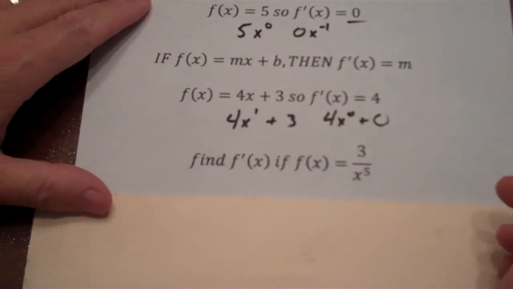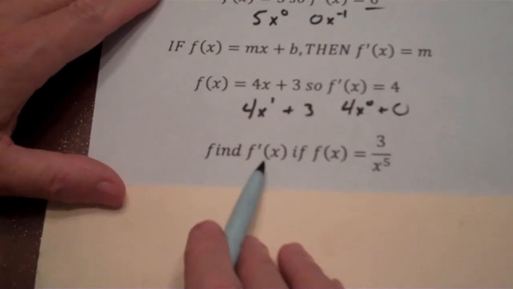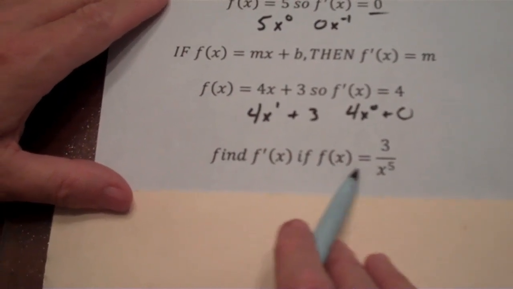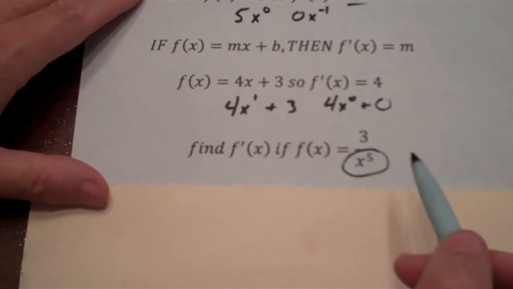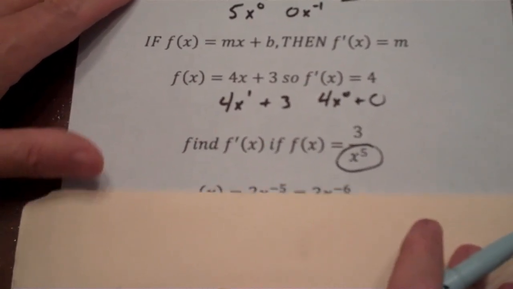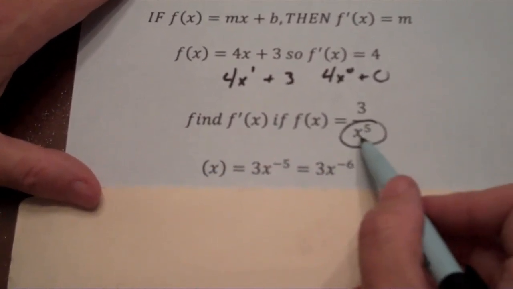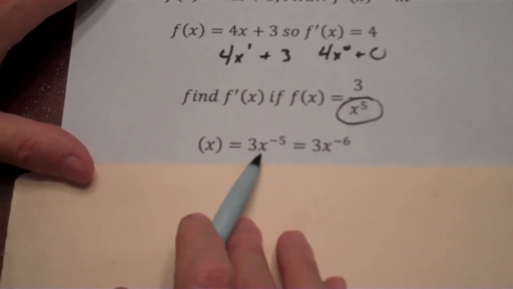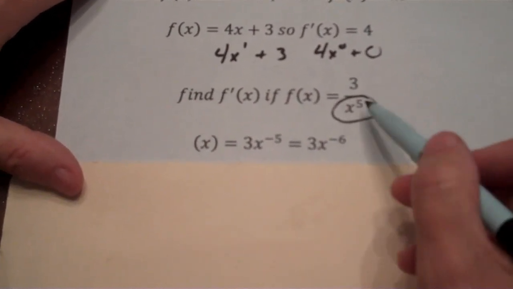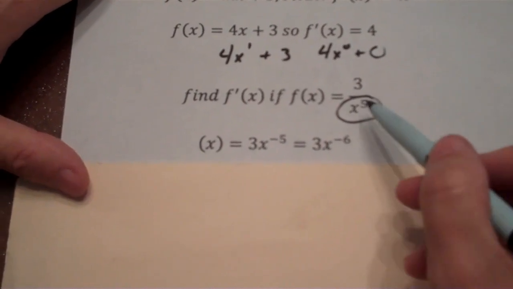Finally, let's do a couple more examples. Find the derivative of x if this is my equation. In other words, notice the x is in the denominator. Well, the first thing you want to do, frankly, is take that x to the 5 and move it up and make it an x to the negative 5. Remember, anytime you move from top to bottom, you nearly have to change the sign on the power.